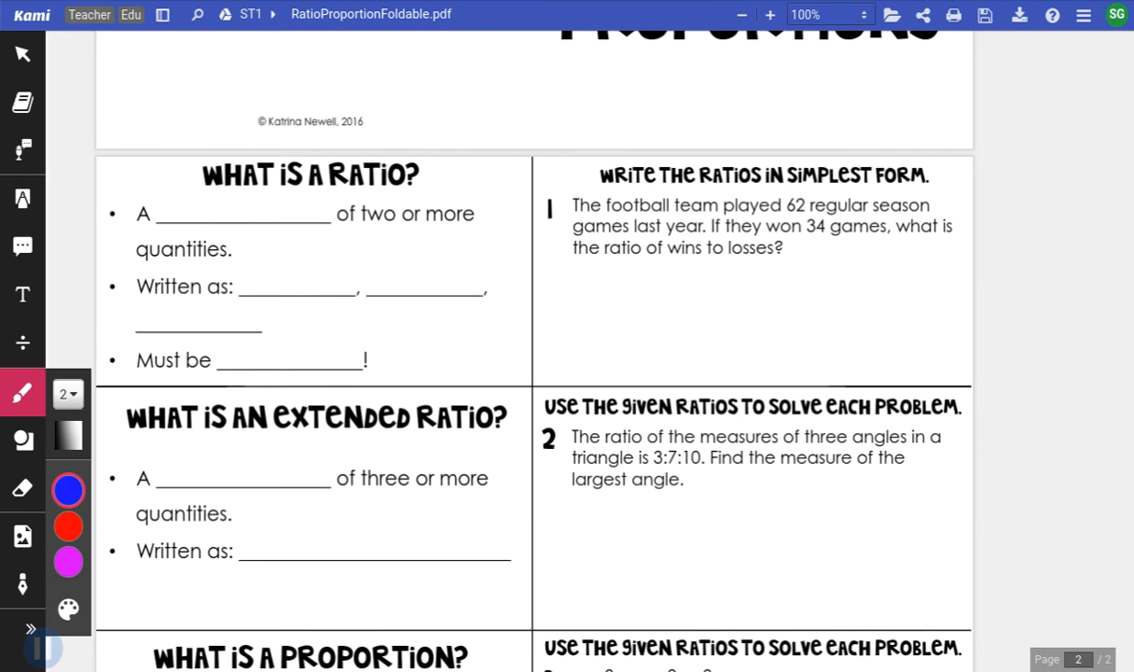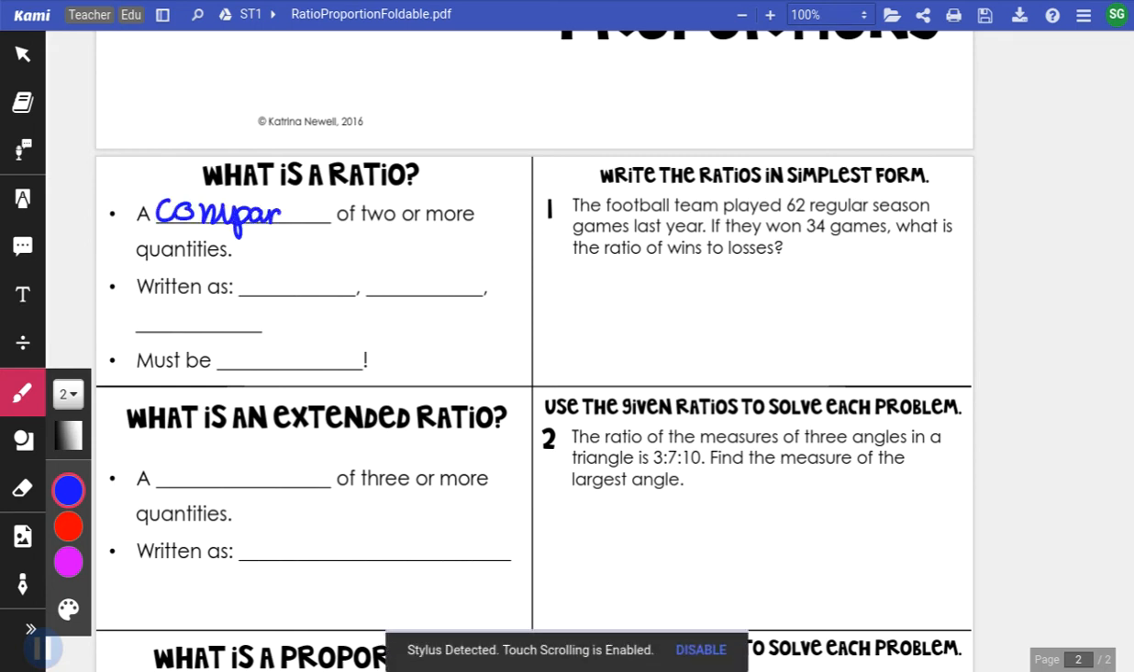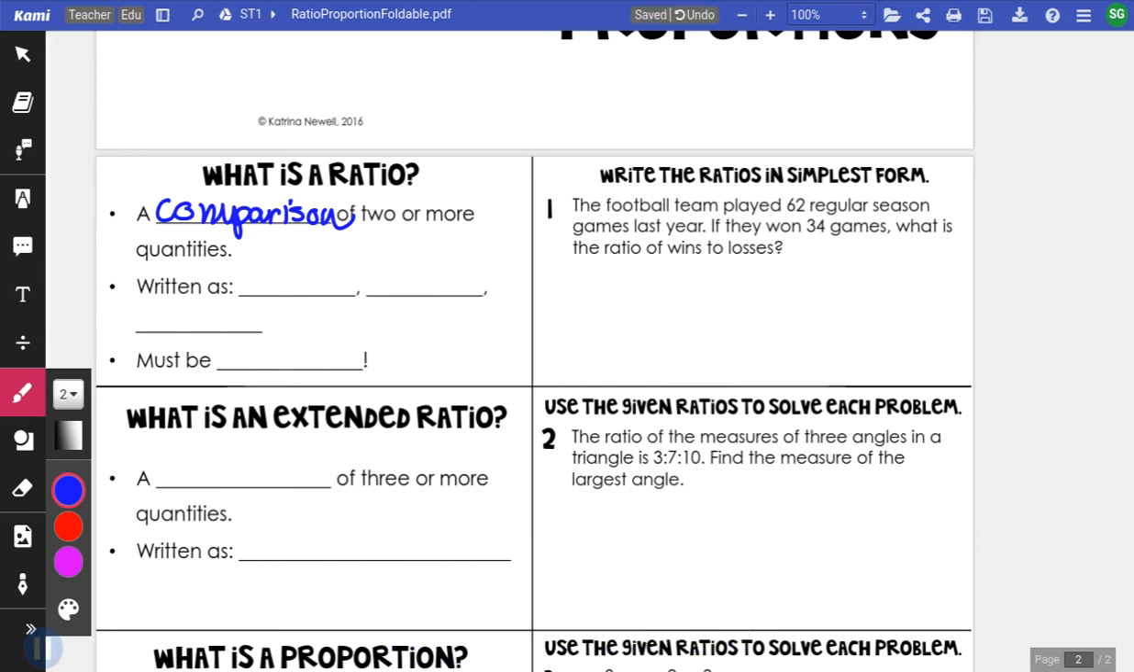Okay, we're going to start with what is a ratio. A ratio is a comparison of two or more quantities. Written as, now we've got a couple options. You can use the fraction bar, you can use a colon, or you can use the word "to": 4 to 3. And a ratio must be in simplest form.